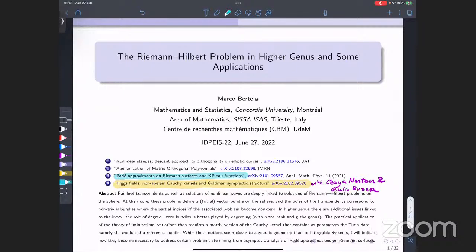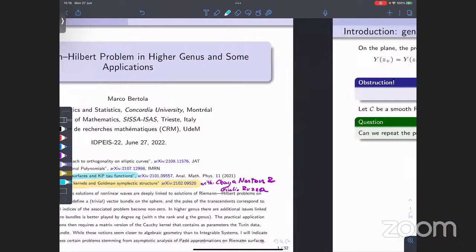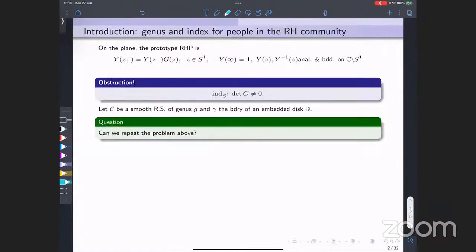Numerical applications in particular. Okay, so first of all, in this audience, there are probably many people who are familiar with the standard Riemann-Hilbert problem, but mostly in the integrable systems community, the Riemann-Hilbert problem is considered as a matrix valued problem on the plane, or maybe on the Riemann sphere, right? And the prototypical Riemann-Hilbert problem goes as follows.